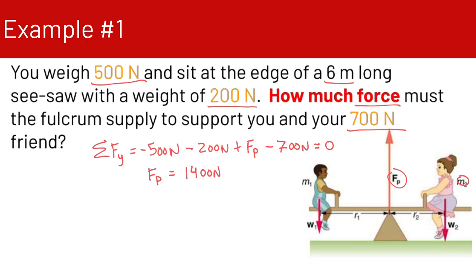And just to clarify, this minus 200 newtons here is the weight of the seesaw itself. The weight of the seesaw is 200 newtons, and its weight is calculated at the center of mass of the seesaw, which is in the middle of it.